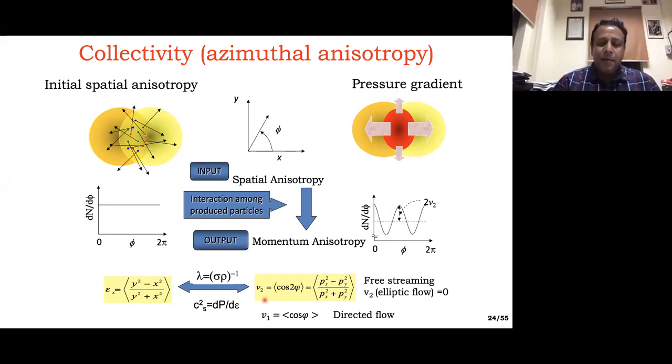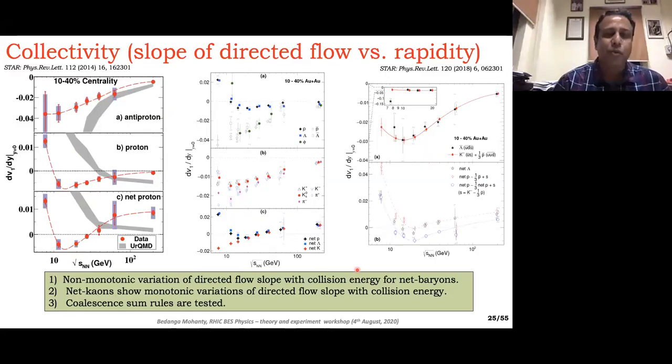For example, the directed flow is V1, which is the average over all particles, all events, of cosine phi, where phi is the azimuthal angle with respect to the reaction plane angle. And V2 is called the elliptic flow, which is the average of cosine 2 phi. And V2 equal to 0 would correspond to a free streaming case. So let's see what are the interesting results first from V1 from the RHIC beam energy scan program.